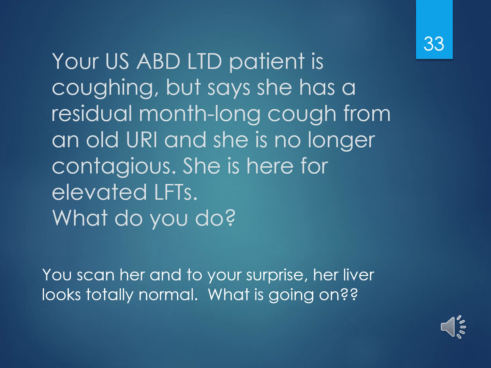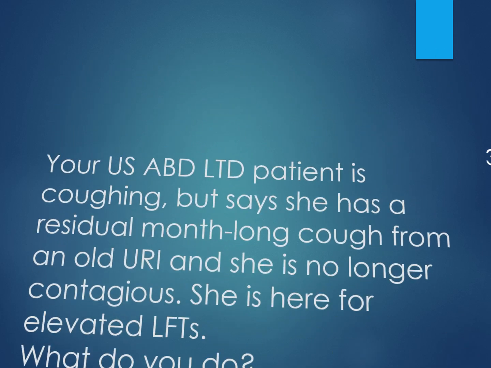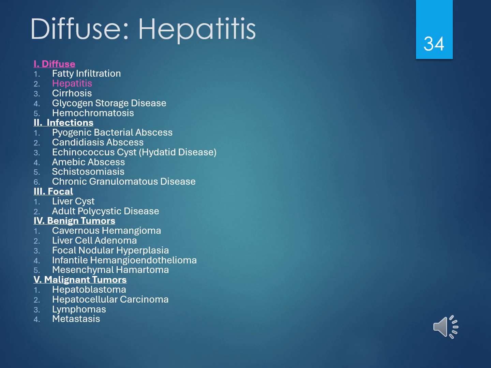Let's say you just go ahead and scan her, and to your surprise, her liver looks totally normal. What is going on? Why would she have elevated LFTs, but then her liver would be normal? Maybe she has hepatitis. As we'll see in the next slide, hepatitis can occur from infections elsewhere in the body. So let's get into it. Let's get into diffuse disease hepatitis.